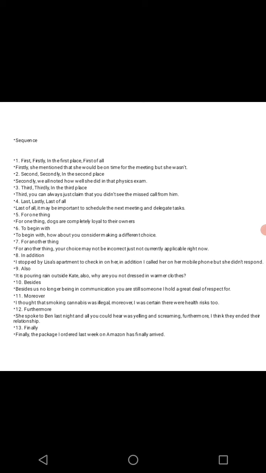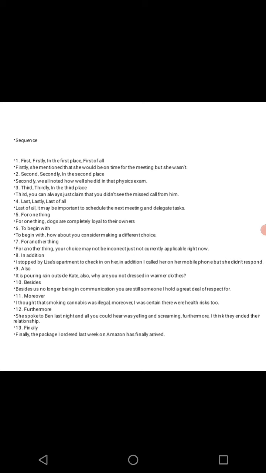And nine is "also," and their example is "it is pouring rain outside. Also, why are you not dressed in warmer clothes?" Ten is "besides," and their example is "besides, us no longer being in communication, you are still someone I hold a great deal of respect for."